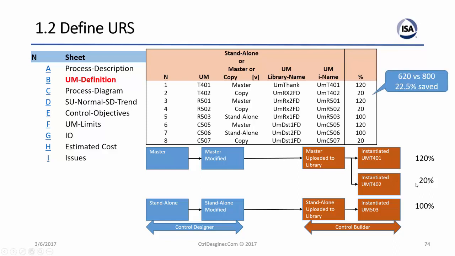Therefore, what happened here is that when we do unit definition, especially identifying who's the master, who's a copy, and who's a standalone, we save lots of money and basically make our product better. Because if there is some mistake and you fix it in the master, both of them are going to get fixed. Therefore, in this project, we are saving 22% of overall cost.